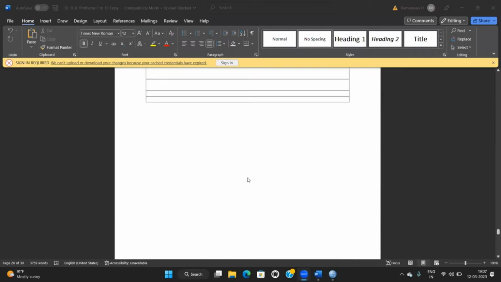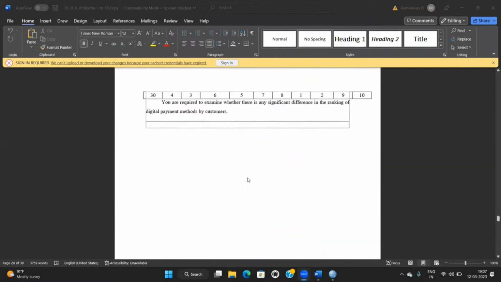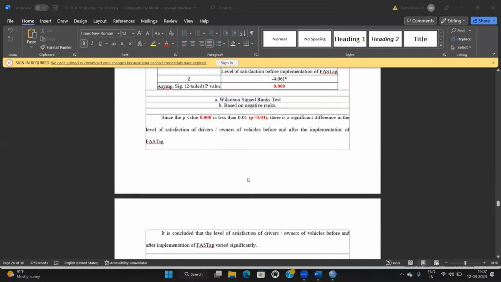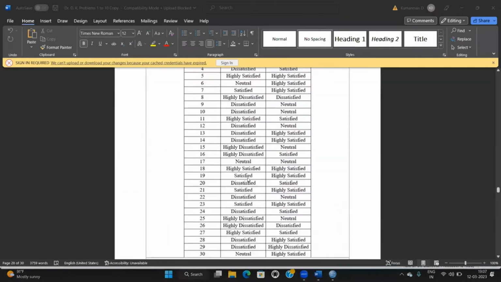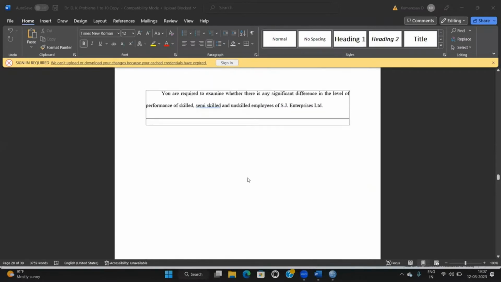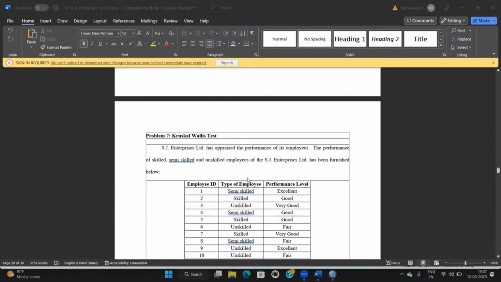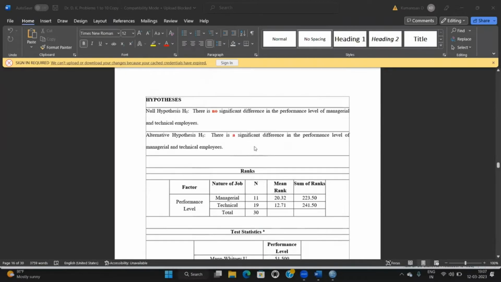That's all. So number 1, Mann-Whitney U test. Number 2, Kruskal-Wallis test. Number 3, Wilcoxon test. Number 4, Friedman test. And the last one is the chi-square test.